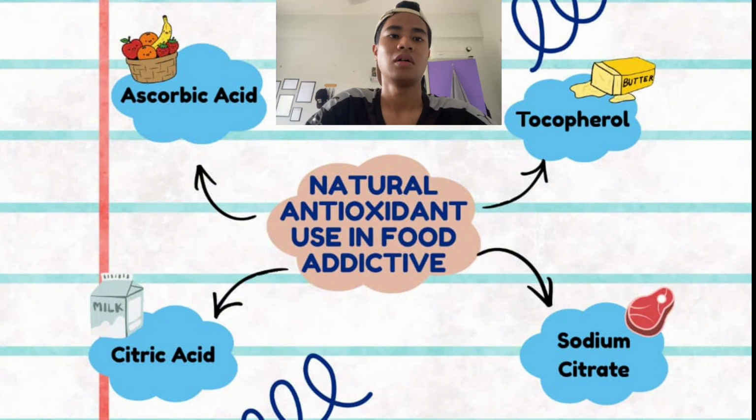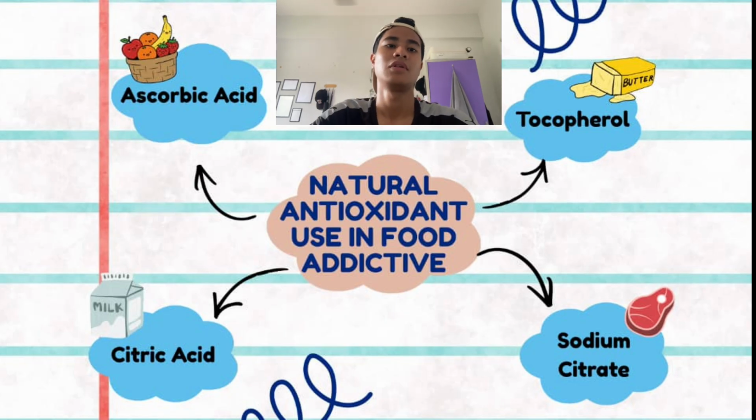The next is natural antioxidants used in food additives. There are four natural antioxidants used in food additives. Number one is ascorbic acid. Ascorbic acid is the scientific name for vitamin C, an essential water-soluble nutrient vital for collagen formation, wound healing, tissue repair, and iron absorption, acting as a powerful antioxidant that protects cells from damage. Humans cannot produce it, so it must come from food. For example, fruit, vegetable, or supplements.